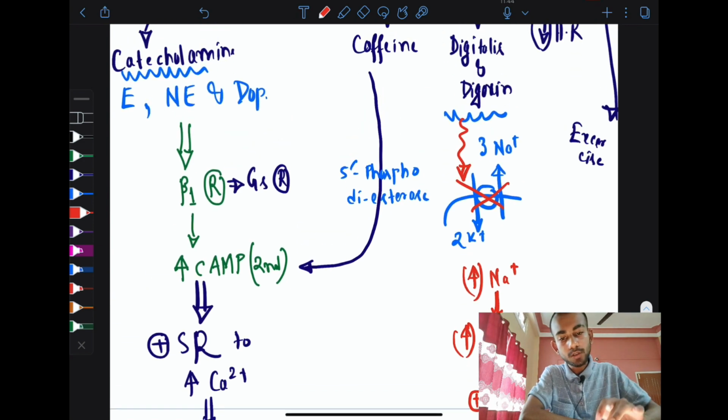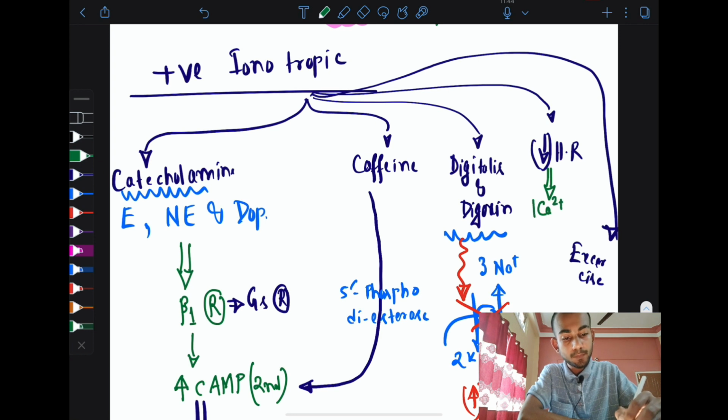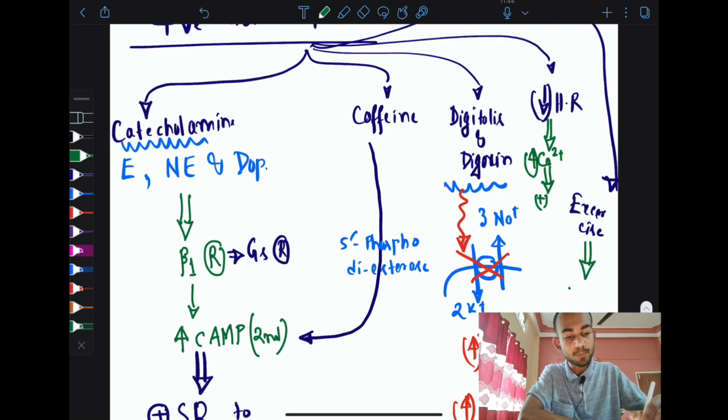Now guys, let us talk about the fourth point, how increased heart rate acts as a positive ionotropic agent. Whenever there is increased heart rate, the calcium will get less time to re-enter the sarcoplasmic reticulum. So more calcium is available. More calcium available means positive ionotropy. And obviously we know that exercise will also act as a positive ionotropic agent, by increasing the ventricular myocyte contractile strength.